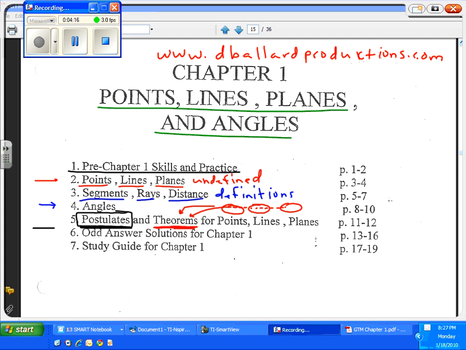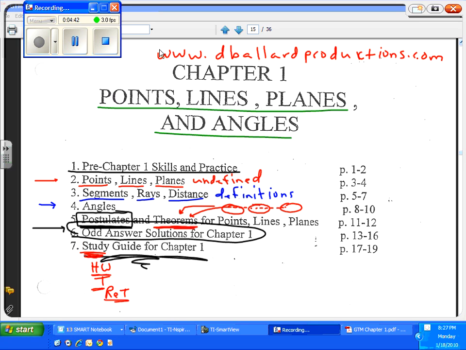At the end of each chapter are the odd answer solutions, and they're totally worked out. It's not just the answer. It's like a solutions manual. There's a study guide that will look like the test. What I have for each chapter is I have the study guide, and then I have a homework that covers the whole chapter, and then I have a test for the whole chapter, and then I have a retest for the whole chapter. So there's 4 things that are going to look alike to help you prepare for a chapter test. The study guide, the homework sheet for practice, or the practice sheet, then a test and a retest, okay?